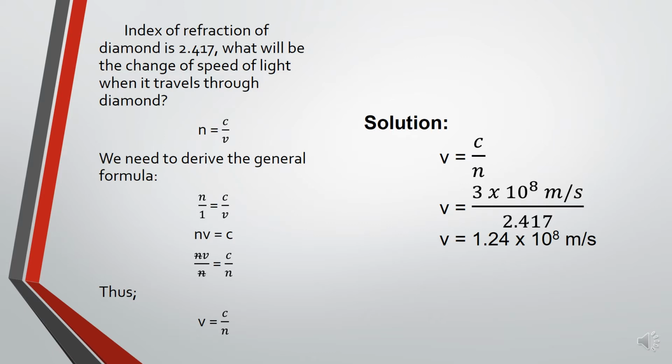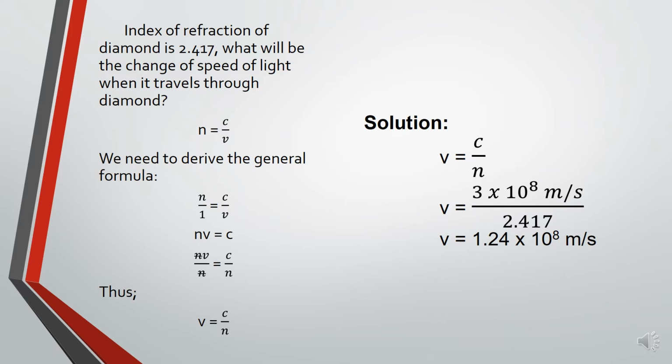So, we have here the given word problem. The index of refraction of diamond is 2.417. So, what will be the change of speed of light when it travels through diamond? So, we have here the general formula, N is equal to C over V. And as you can see in the given solution, we need to derive it.